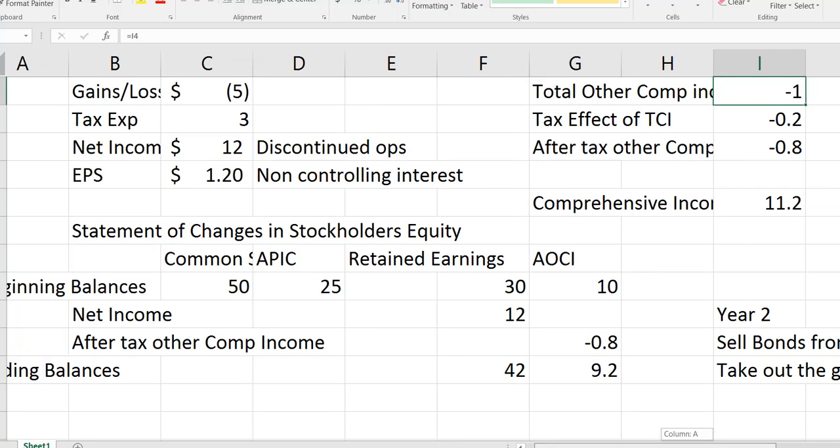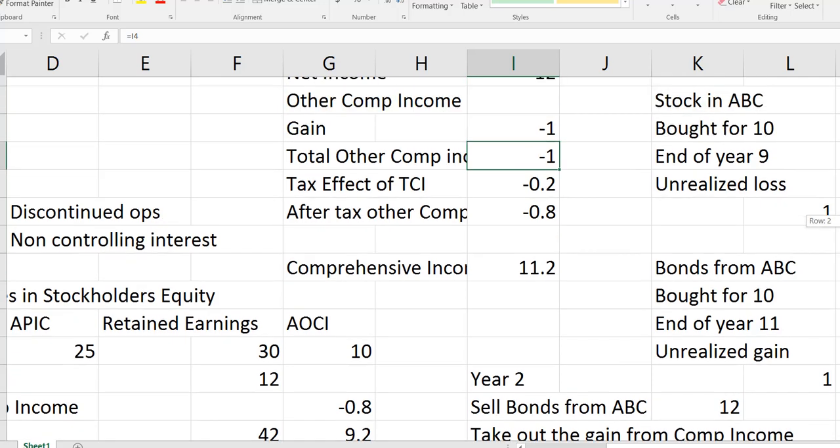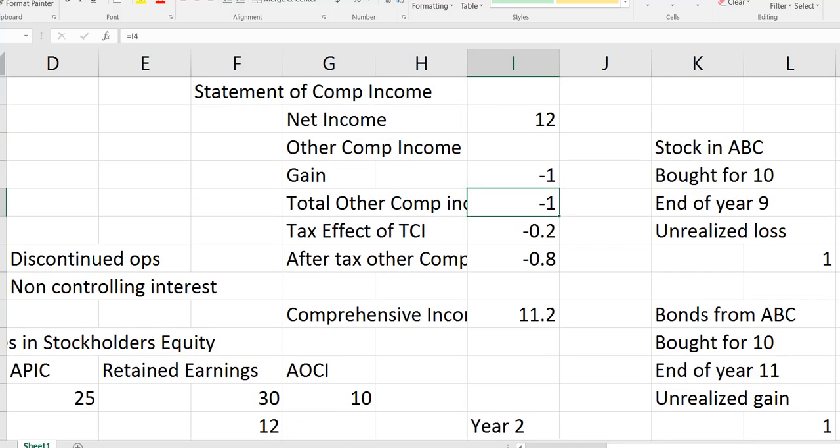That's how you deal with it on a second year when you sell a debt security that is available for sale. If it's trading debt securities, it goes on the income statement. All right? Just like stock transactions do. So that is the crux of what we did.